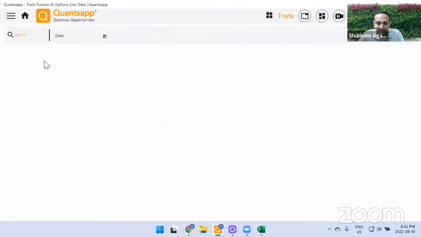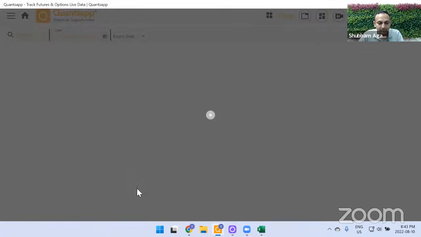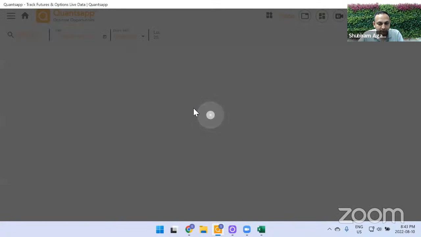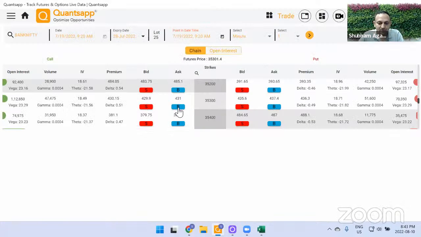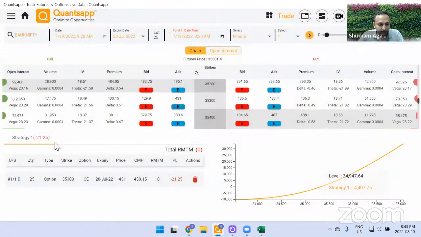So if I reset this and take a trade on BankNifty, we'll not be able to take a trade on 18th. We'll be able to take a trade on 19th, because the next day is when we enter the trade when the market opens. So we'll be trading the monthly option. And I'll do the same thing, buying the ATM call option, right? So we'll buy this call option and save it.